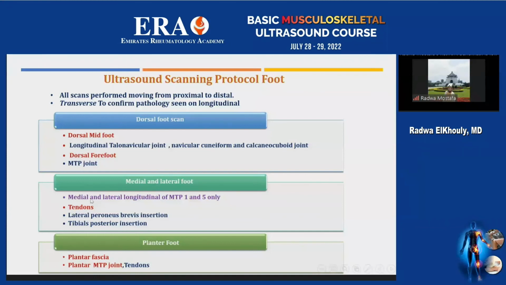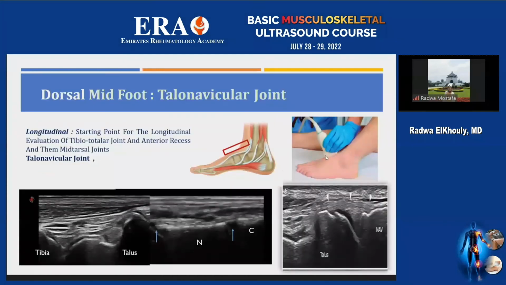Going to the medial and the lateral foot, we will scan the medial aspect of the first metatarsophalangeal joint and the lateral aspect of the fifth metatarsophalangeal joint, and also the lateral peroneus brevis tendon insertion and the tibialis posterior insertion. Finally, at the plantar foot, we will scan the plantar fascia, the plantar aspect of the metatarsophalangeal joint, and the flexor tendon.